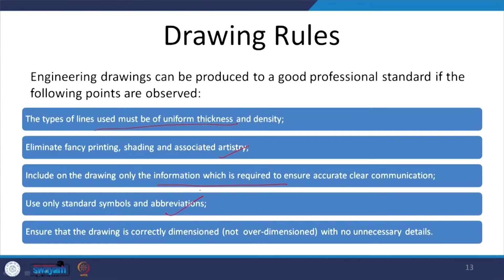The same must be used. Next, we have to ensure that the drawing is correctly dimensioned with no unnecessary details. A drawing is almost meaningless if it does not carry a dimension along. I might make a room, but if I do not know what the size of this room will be, 3 meter by 6 meter or whatever, it will have no meaning. It cannot be constructed. So it always should come along with dimensions and, of course, the scale to read it.